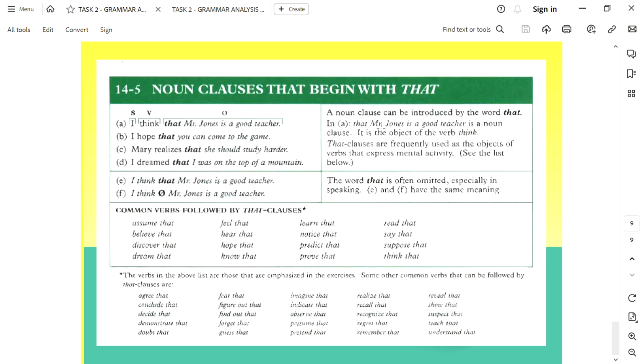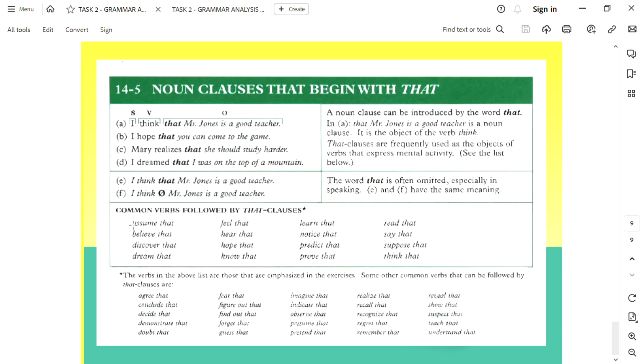A noun clause can be introduced by the word that. In the first example, that Mr. Jones is a good teacher is a noun clause. So yeah, it's pretty clear. Here is further explanation. I think that Mr. Jones is a good teacher. I think Mr. Jones is a good teacher. That is often omitted, especially in speaking. There is usually no that in speaking.